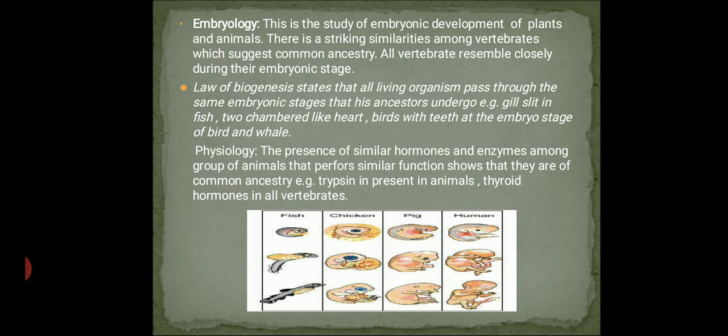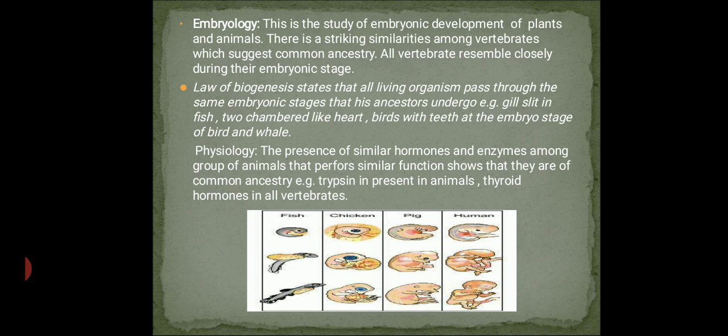The next evidence includes embryology, where we talk about the study of embryonic development of organisms. There is a striking similarity among vertebrates, which suggests common ancestry. All living organisms pass through the same embryonic stages that its ancestors underwent. That is the law of biogenesis. When looking at this picture, you notice that the first feature that is shown clearly is the head. That is, development of living organism is from head to tail, cephalothorax.